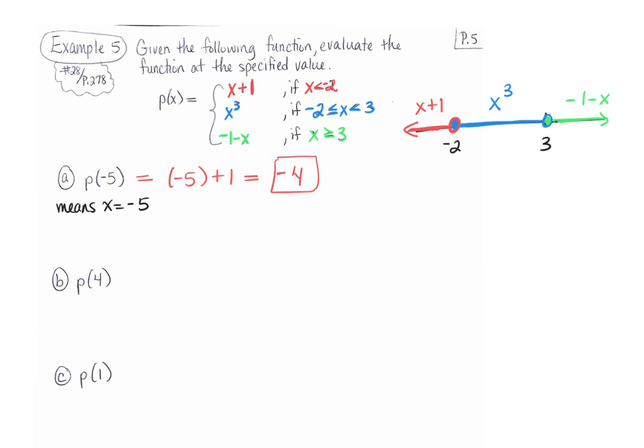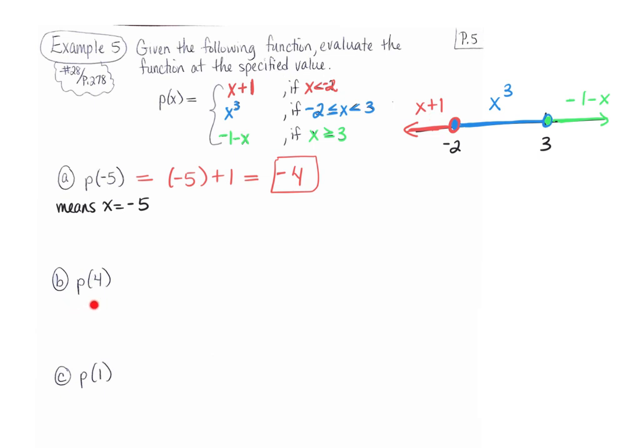What questions do you have? Yes. Can you talk a little louder? How come we can't use the other equations? So the question was, how come we can't use the other equations? Because -5, is -5 between -2 and 3? If we look over here on our graph, -5 comes in over here, right? That's why we're using this part. Does that make sense? Okay.